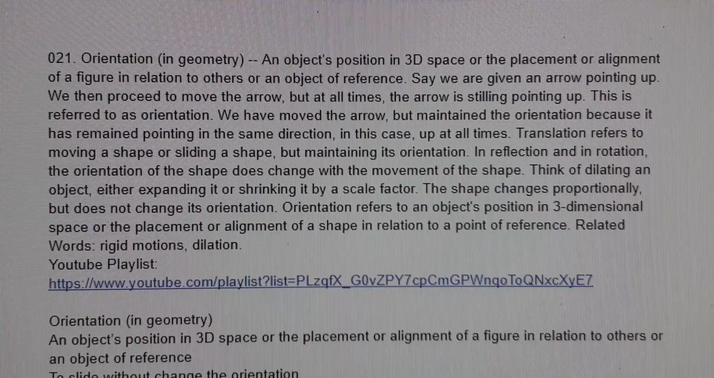Orientation refers to an object's position in three-dimensional space, or the placement or alignment of a shape in relation to a point of reference. Related words: rigid motions, dilation.